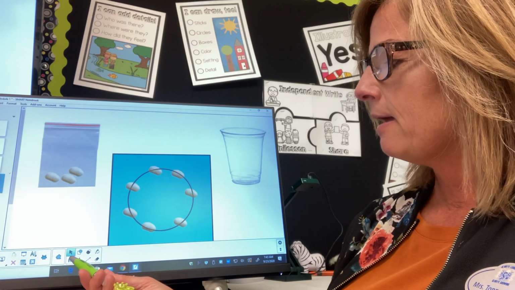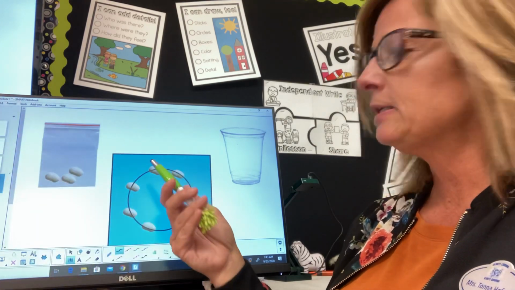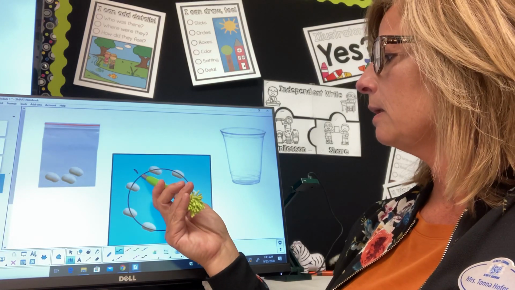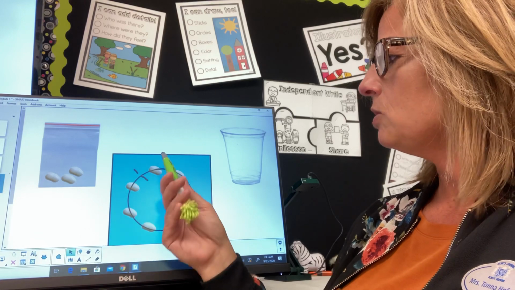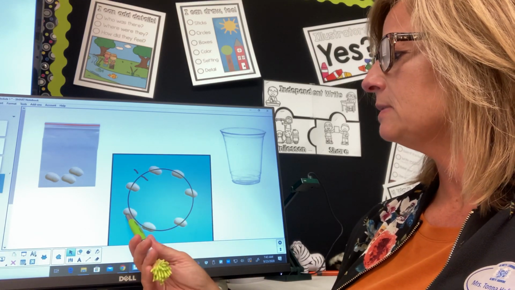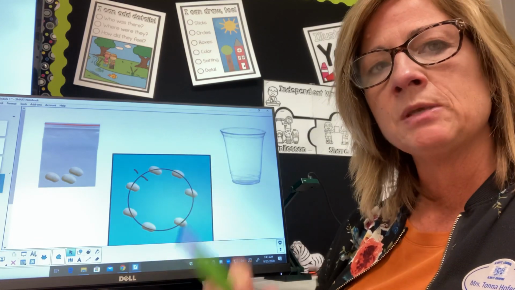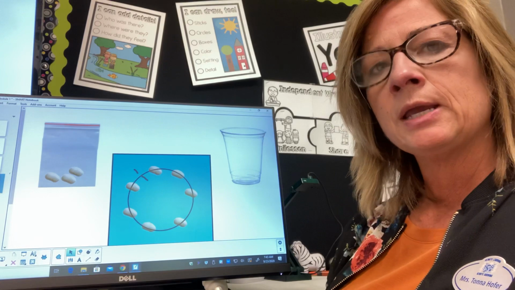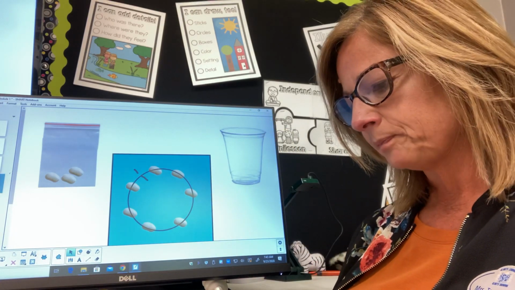So if you have a stick or something, you could mark a line where you're going to stop. And you could count 1, 2, 3, 4, 5, 6, 7. You try that. You count your beans, put them in a circle, give it a mark, and then count. All right, and see how you do.